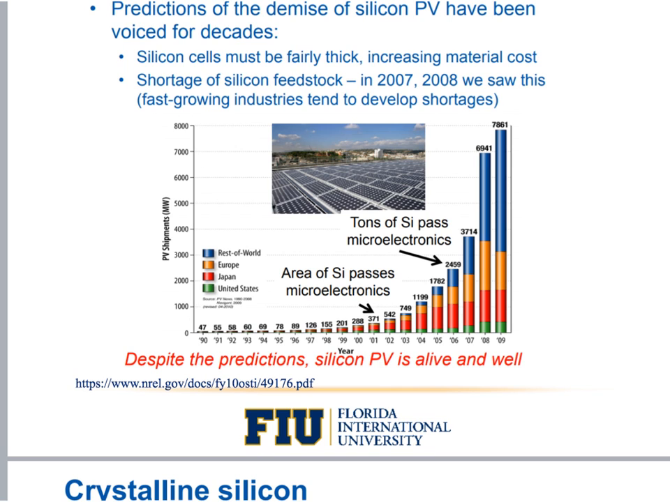Now some information related to crystalline silicon cells: the silicon part of the solar PV must be fairly thick, and this increases the material cost. That's why we saw that before 2008 there was not large production of this type of solar PV, but starting from 2008, when the technology became more mature, we saw a fast-growing industry in the crystalline silicon area.